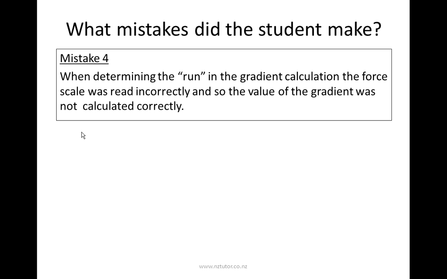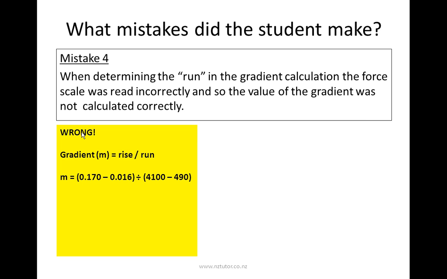Mistake 4. When determining the run in the gradient calculation, the force scale was read incorrectly, and so the value of the gradient was not calculated correctly. So the student actually read data off of the graph incorrectly, and so got an incorrect value for his or her gradient calculation. Okay, so this is what the student did. If you look at the exemplar, the student calculated gradient correctly as rise over run. Gradient is given the letter M.